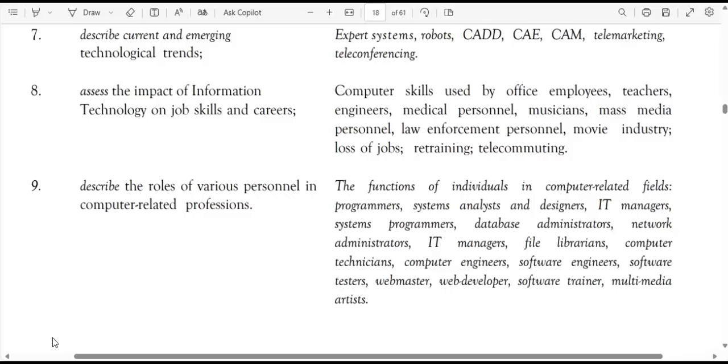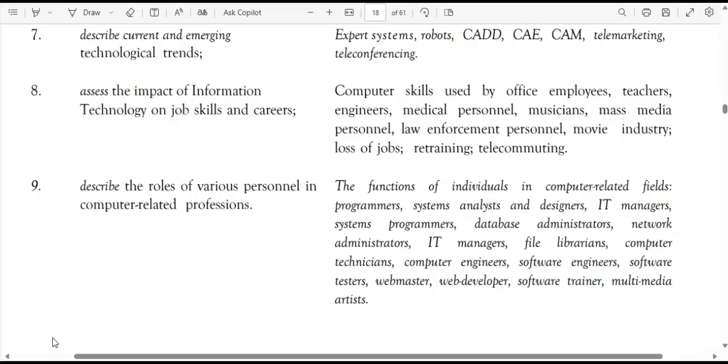What are the roles of programmers in computer-related professions? Their role is to write, test, and maintain the code that makes software and applications run. Programmers are responsible for converting software designs into code using programming languages. They are responsible for debugging and fixing errors in code, and updating and improving existing software. For example, a programmer might write the code for a mobile app or an online game.